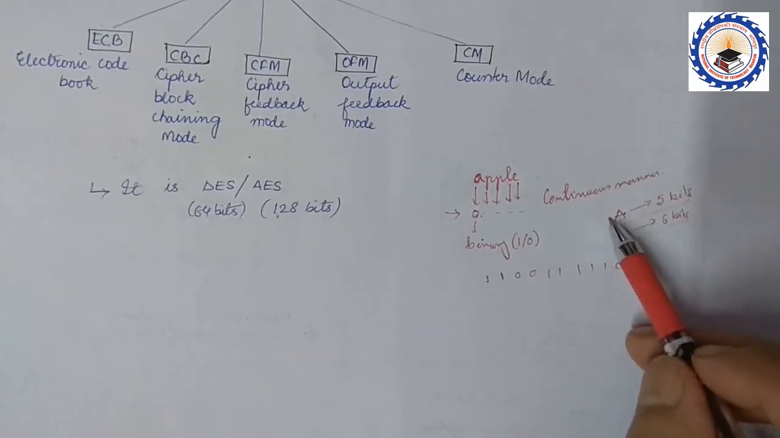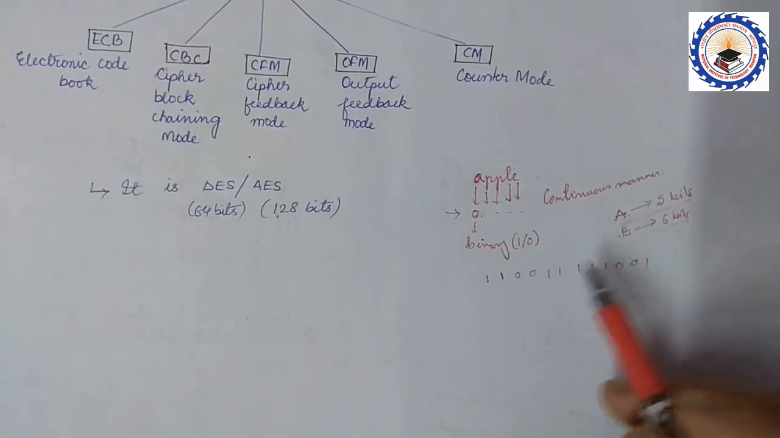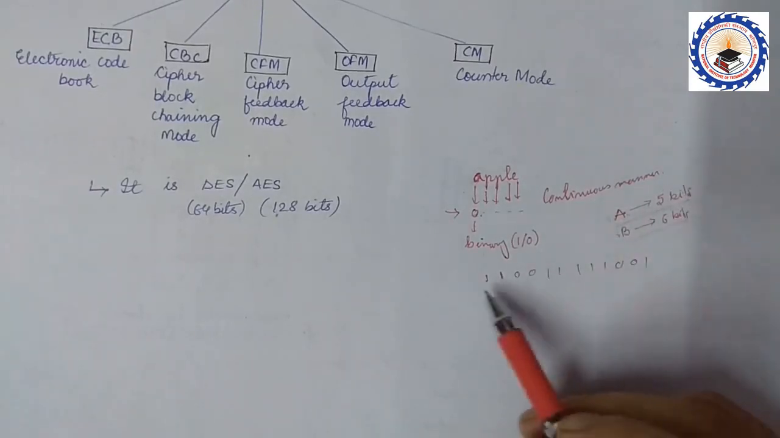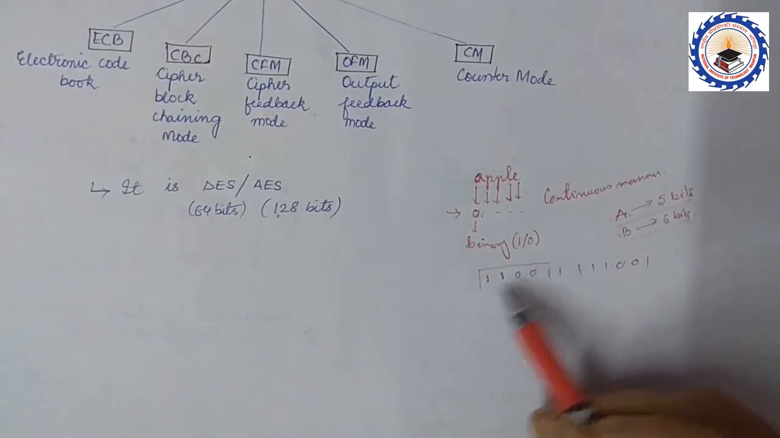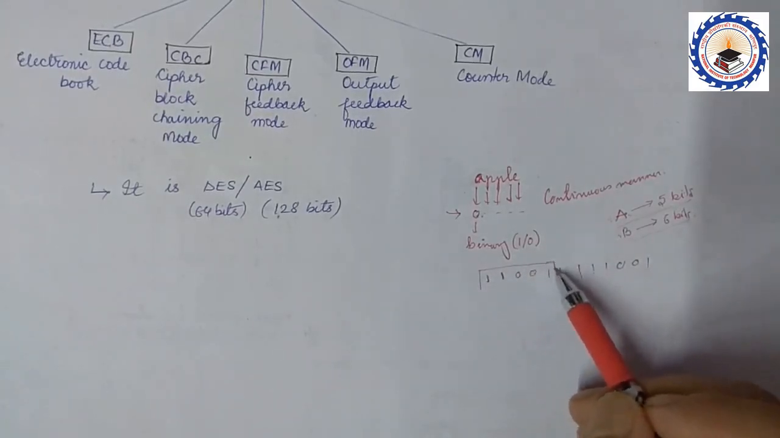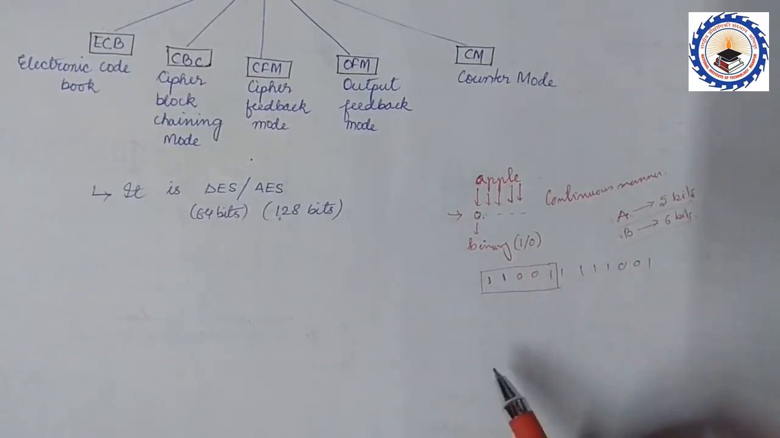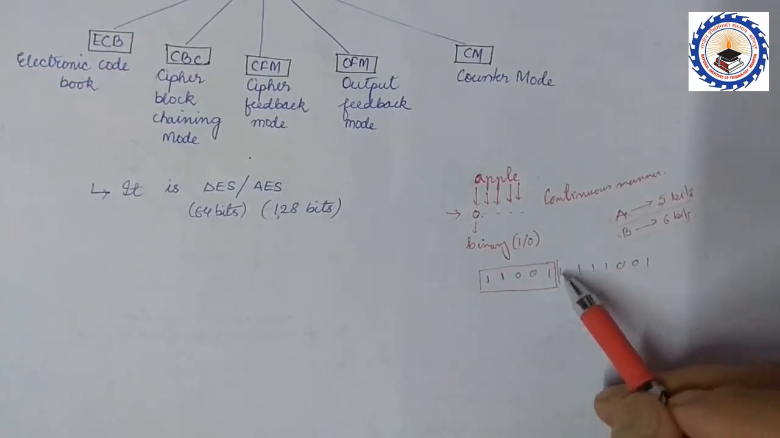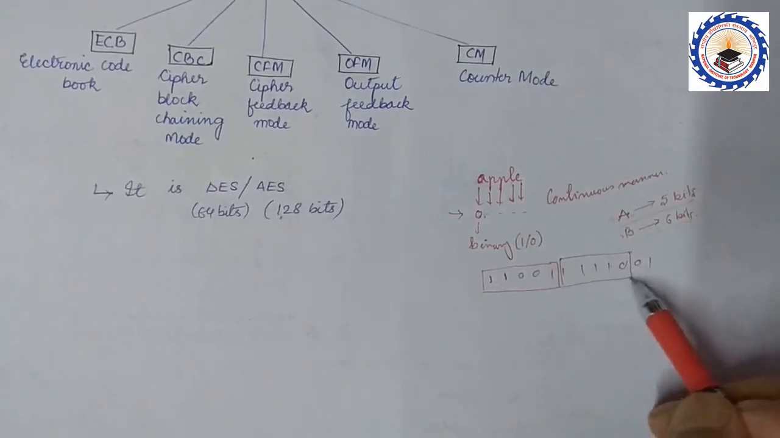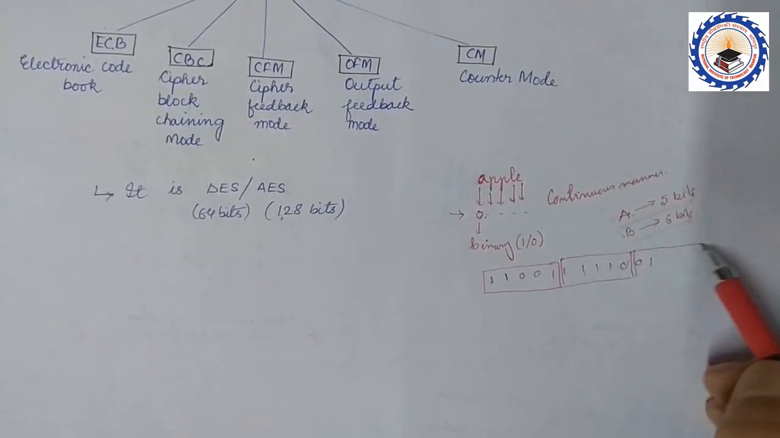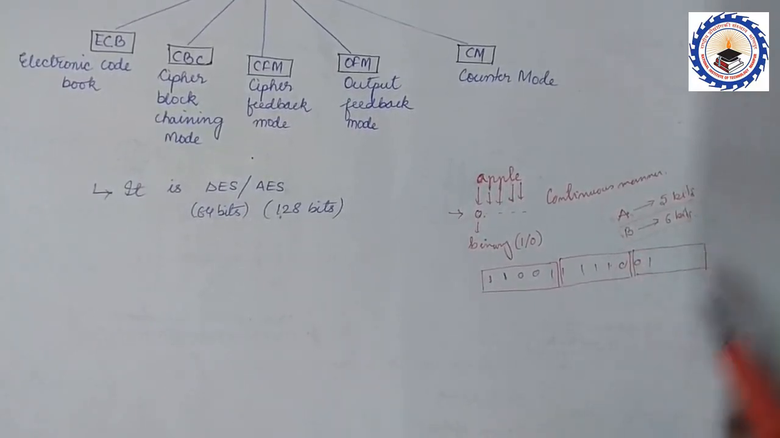So if I am considering this particular algorithm A, what is the block size? The block size is 5 bits, so I will count 1 2 3 4 5. This is one block. After the first block, this is 1 2 3 4 5. This is the second block here. And this will be the third block.